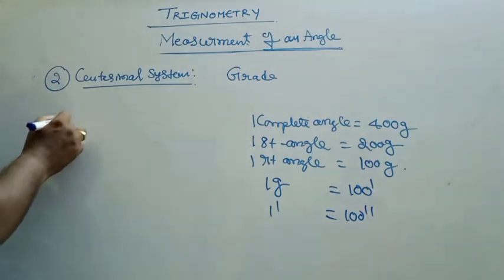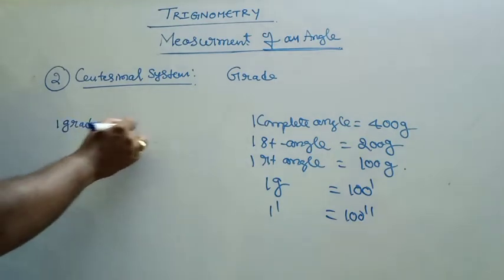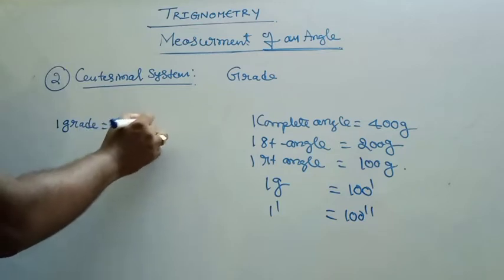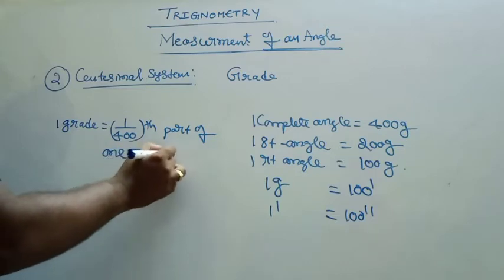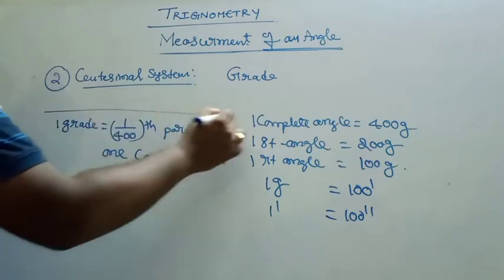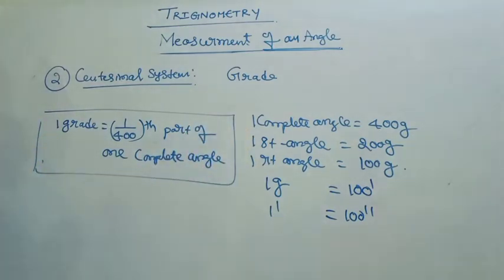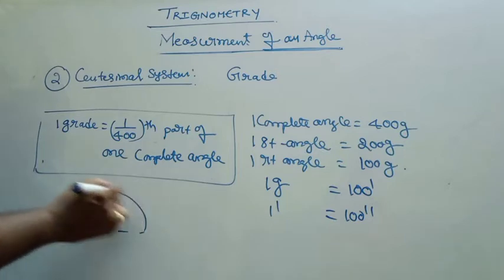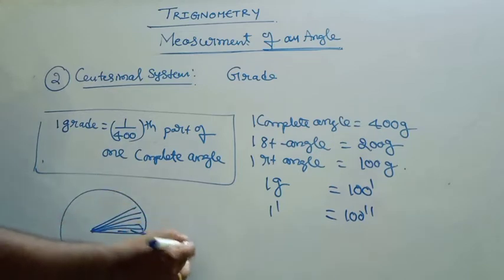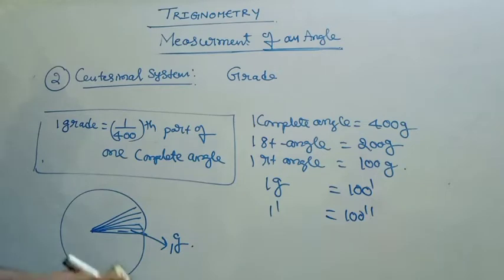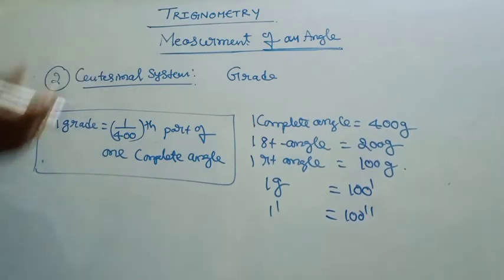One grade is defined as 1 by 400th part of one complete angle. As I told you, the complete angle they divided into 400 equal parts, and each part they called one grade. So one straight angle is 200 grades, one right angle is 100 grades, one grade equals 100 minutes, and 1 minute equals 100 seconds.